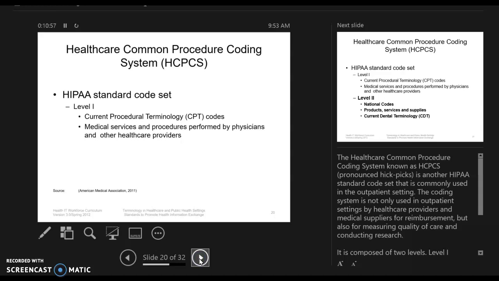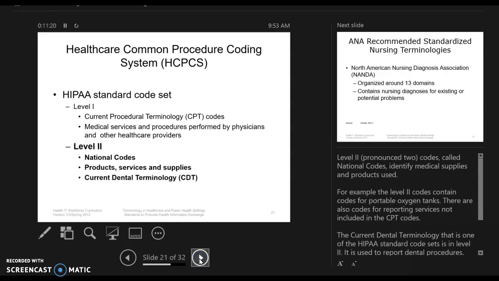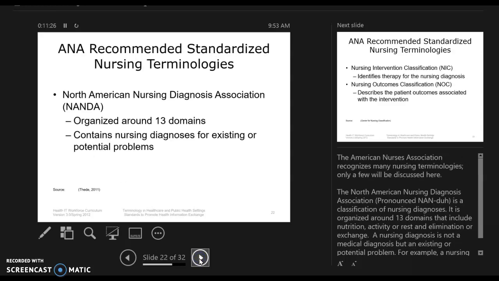And then we also have the Healthcare Common Procedure Coding System. It's HCPCS, and we just call it HCPCS. And then we also have procedural terminology codes called CPTs. This usually has codes for things like surgeries and other interventions. There are also codes for dental terminology.